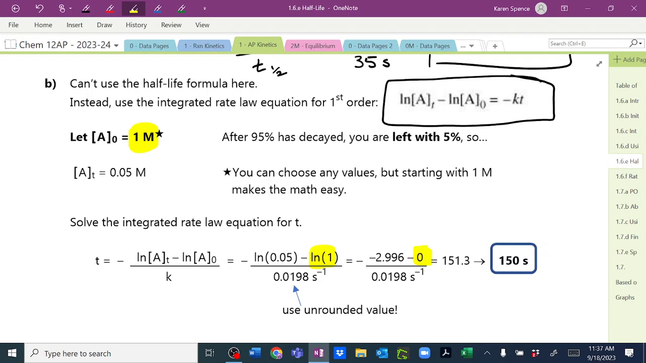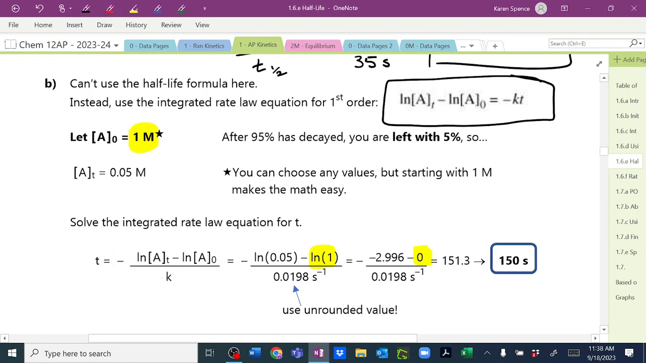So you solve the integrated rate law for t. Okay, so we have all of this. We plug in all our numbers. Did I forget a negative here? This should be t. Oh no, I got my negative here. I put my negative there. Okay, you could put the negative there or not have it there. That would also be fine.